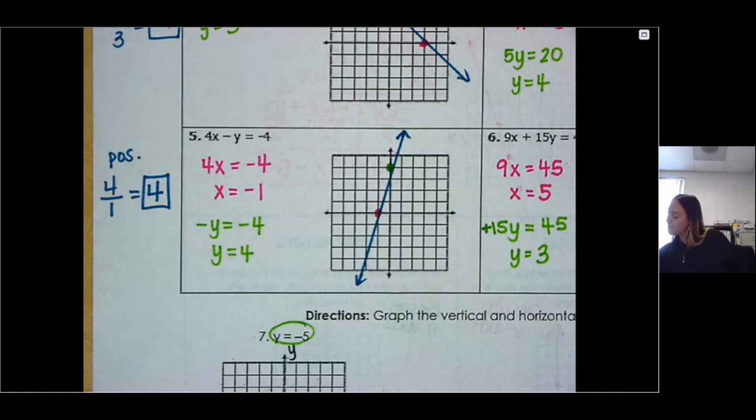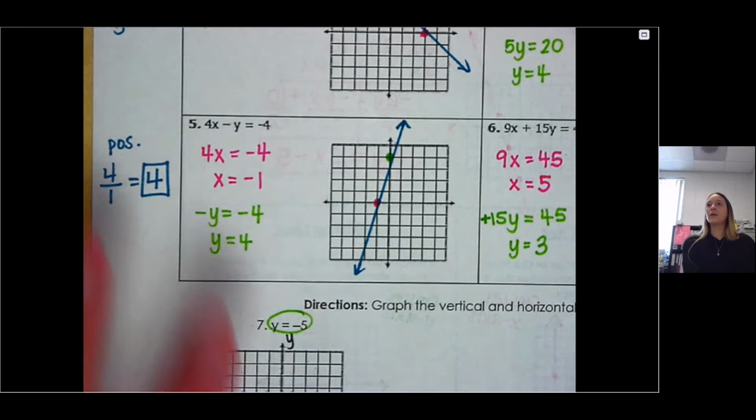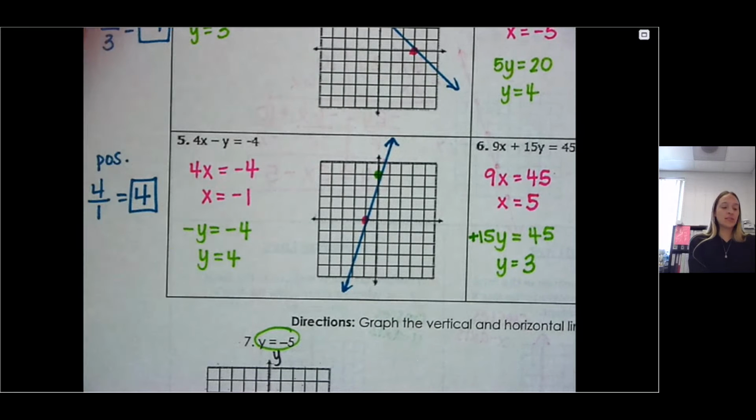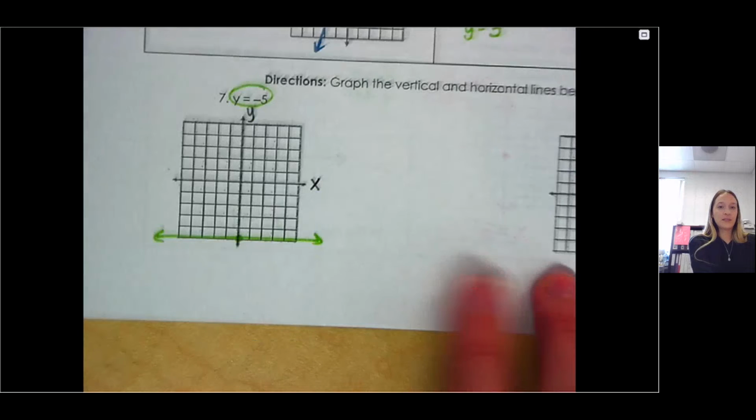Oh, we went through negative 5. Up or down, which way? Up. So you can see which one, 7 and 8? Yep, okay, 7 and 8.